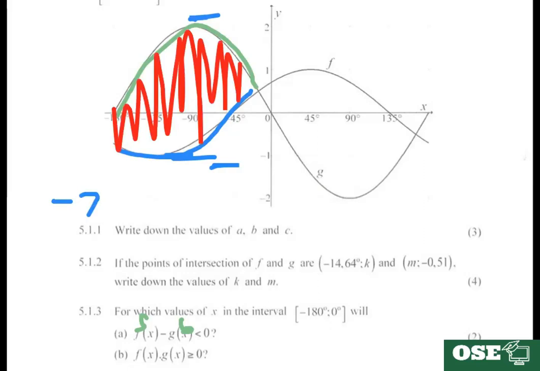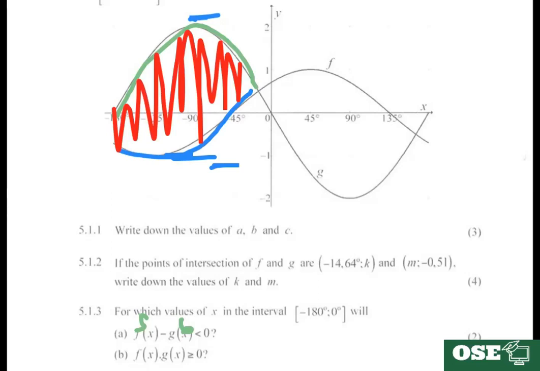less than 0. Ne? So Chuma, do you want to try the next question? The next question is now asking for which interval, ne, will f of x times g of x give us a number greater than or equal to 0? Chuma, do you want to try that one out?